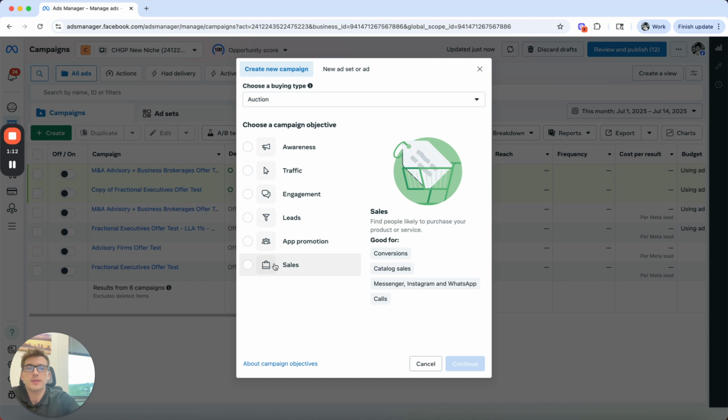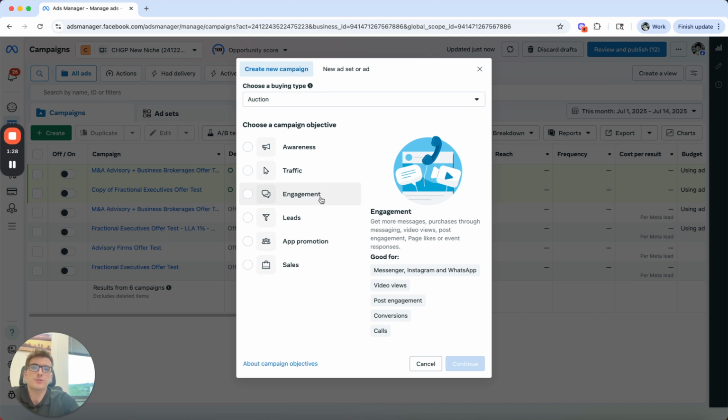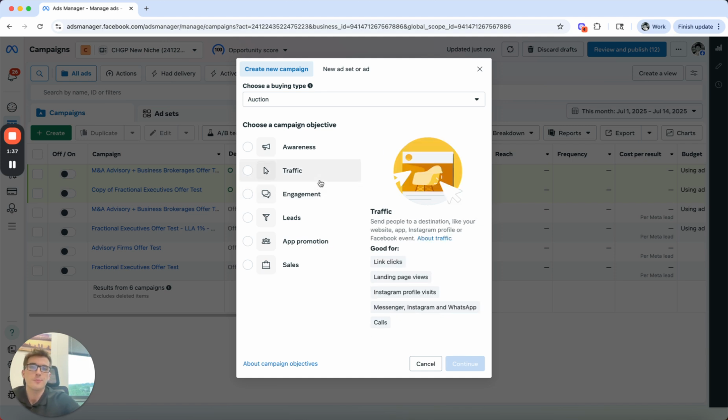Now, sales basically means you're going to directly sell something to people right off the website. So that might be for like e-commerce, like a teddy bear, a frisbee, whatever. App promotion is going to be for actually getting people to download an app off of the App Store. Leads, generate leads. Engagement is when you're just looking for people to engage more with the post. So it's literally exactly what it sounds like. It's just, I want more likes, more comments, etc. Basically, I want to go viral.